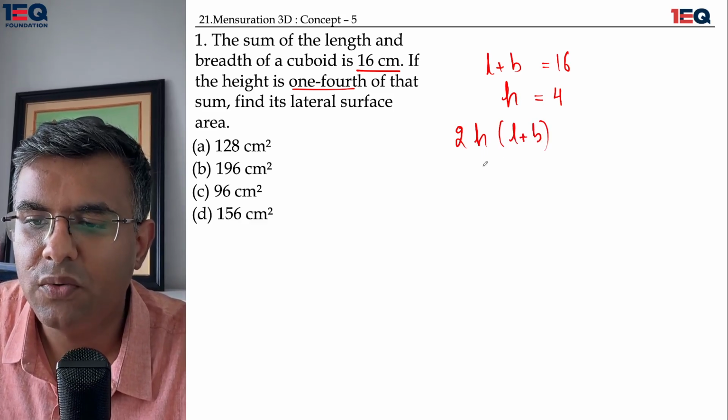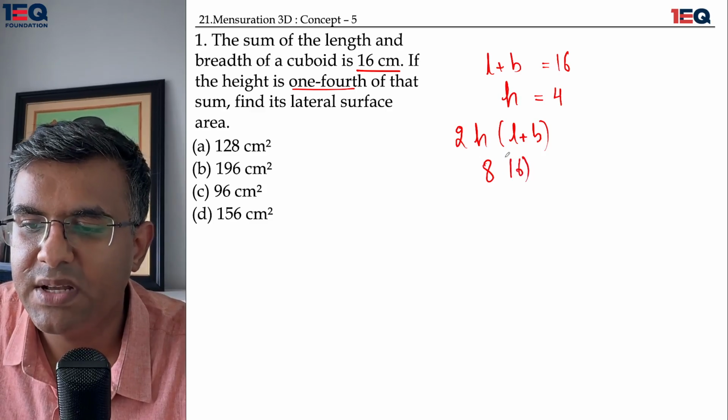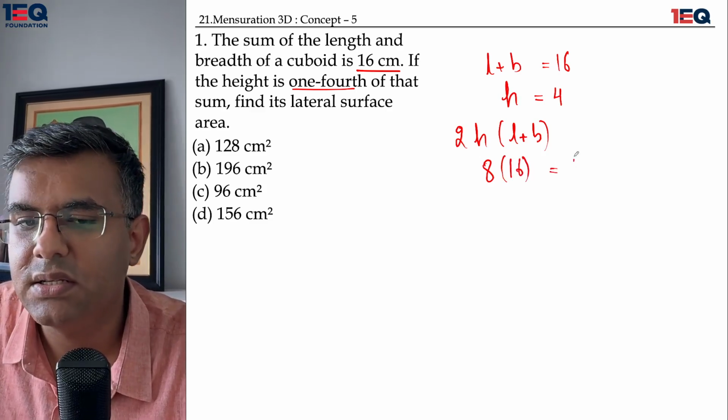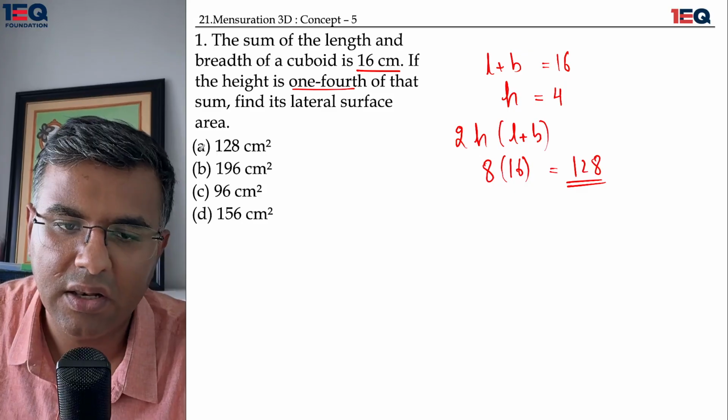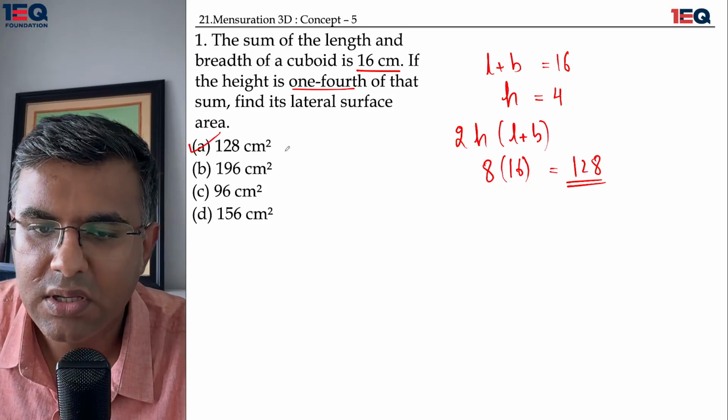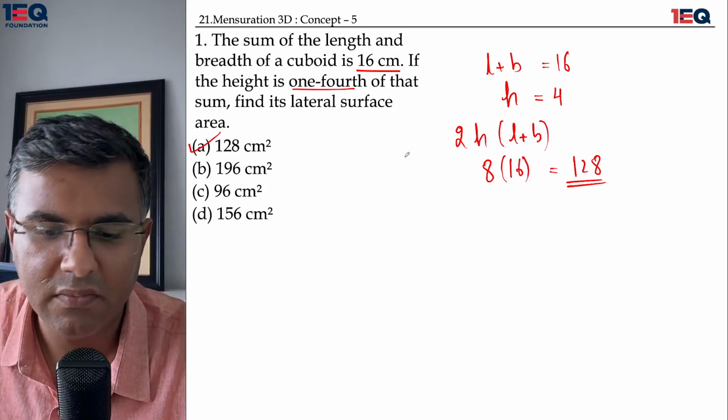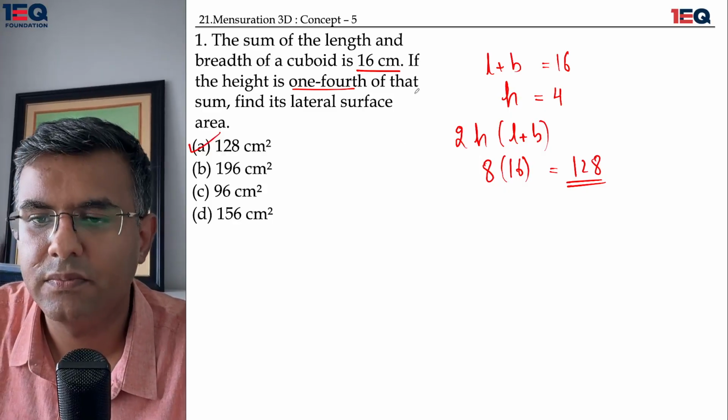So 2 into 4 becomes 8, and L plus B is still there, which would be multiplied by 16. 16 8s are 128, which is my final answer.